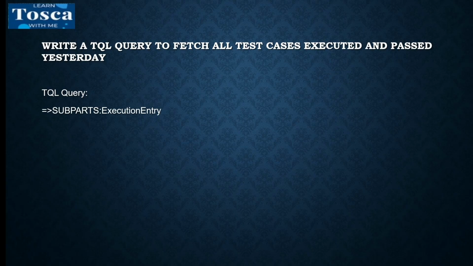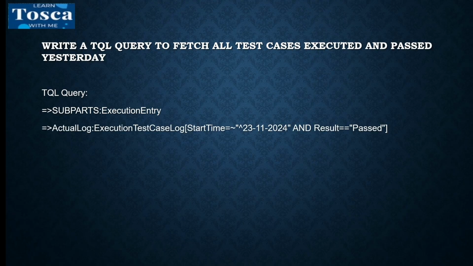First, in the execution list, you can search with subparts with execution entry. What it will do is list down all the test cases from that execution list. After that, you can go one more step inside with the actual log. Once you write the actual log and select the execution test case log, it will show all the cases which were executed in that particular execution list. From there you can filter with the start time as well as the result.